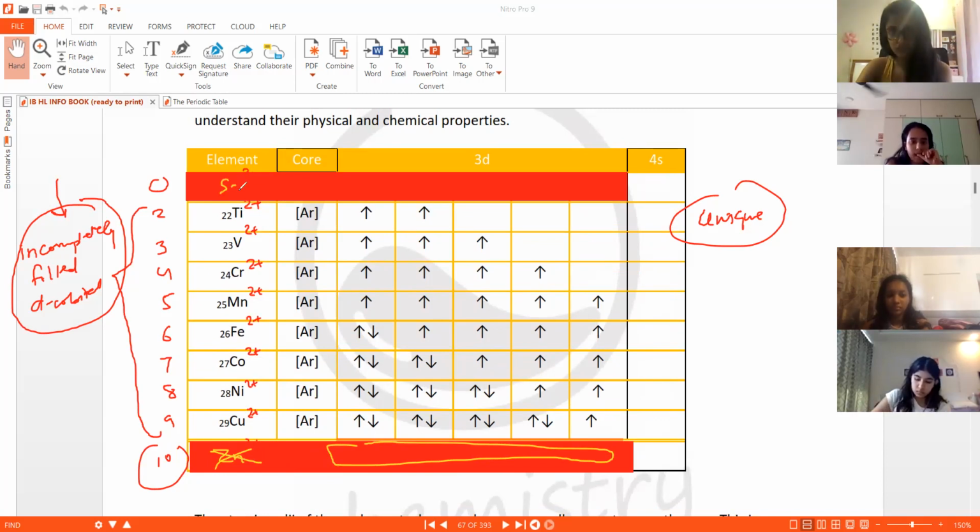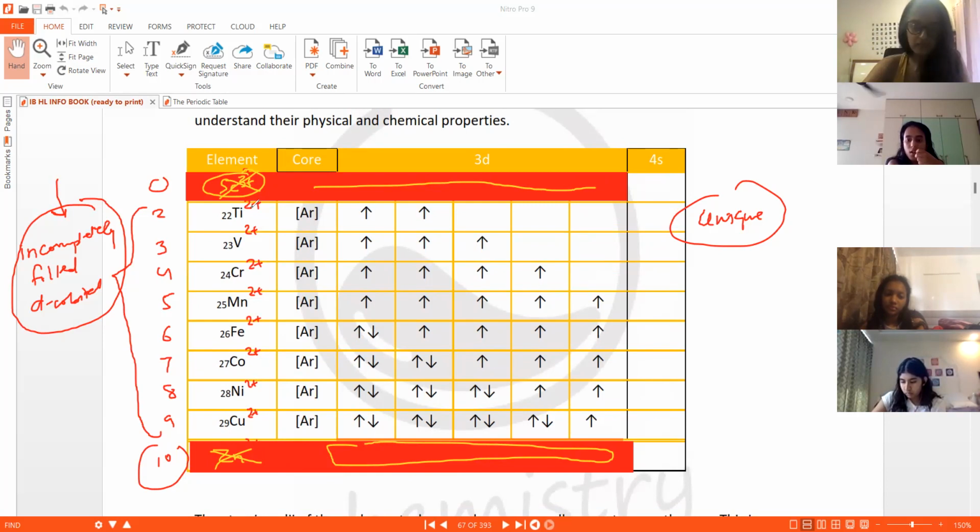Also scandium, if it's Sc3+, will also not show the unique properties of a transition metal, because its d orbital is empty. So Sc3+ is not considered to have typical transition metal properties, and zinc is also not considered a transition metal. That's because we just talked about how they should have an incompletely filled d orbital.